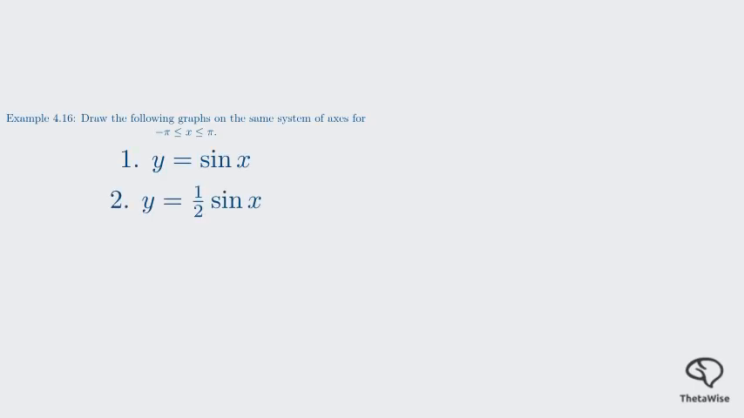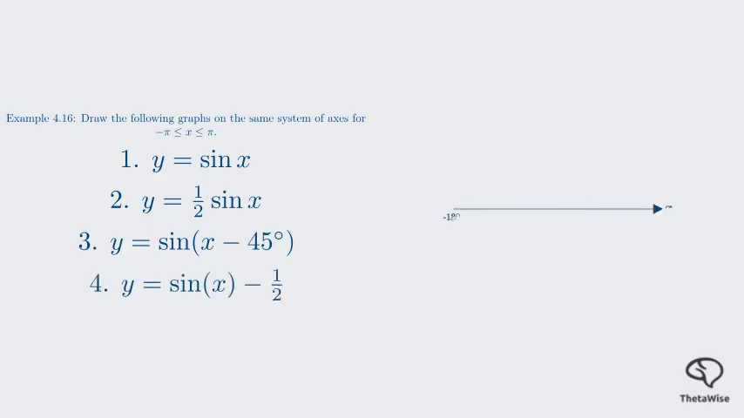Now let's apply everything we've learned with a comprehensive example. Example 416 asks us to draw 4 graphs on the same system of axes for a domain between negative pi and pi. Remember, pi radians is 180 degrees. The 4 equations are y equals sine x, y equals 1/2 sine x, y equals sine of (x minus 45 degrees), and y equals sine x minus 1/2.